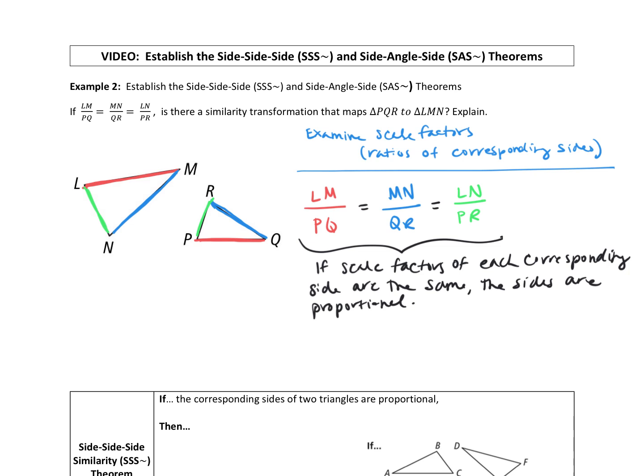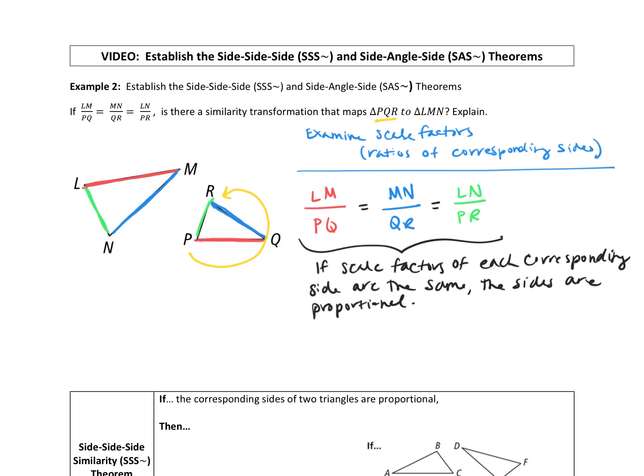Can we come up with a similarity transformation that would map one triangle onto the other triangle? We already know we've got proportional sides. So one thing you can do is a quick check on the orientation of your triangle. If we're looking at triangle PQR, I'm going to go P to Q to R. I can see the orientation goes around that direction.